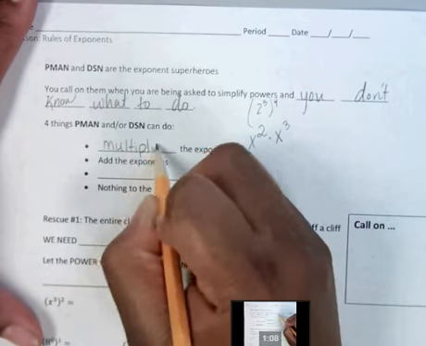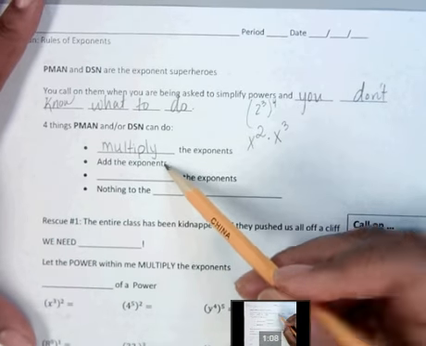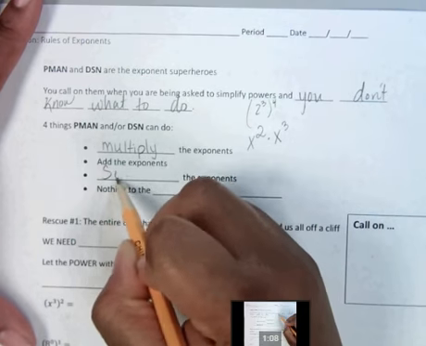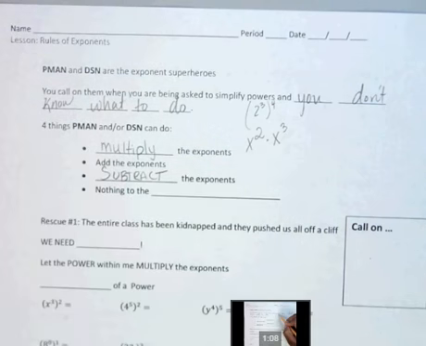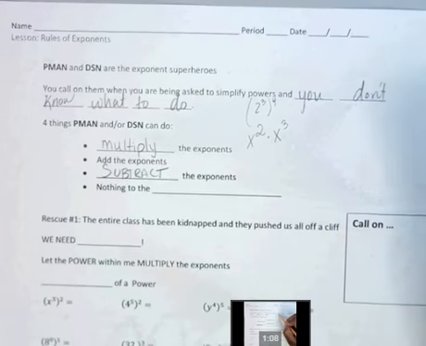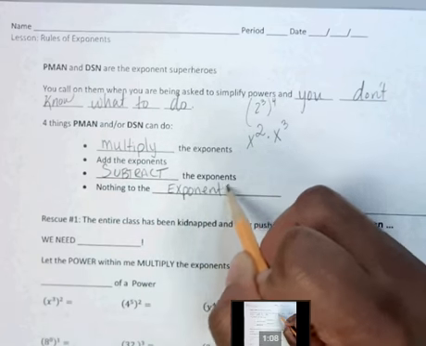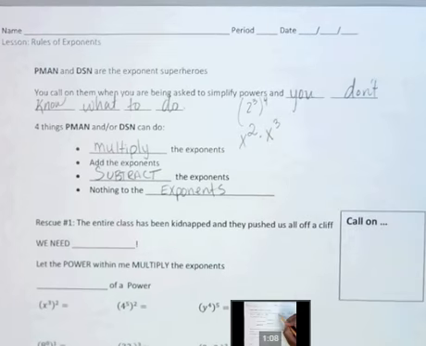Multiply the exponents. They can add the exponents. They can subtract the exponents, or do nothing to the exponents. I want you to pay close attention to the word exponents. Number 1.